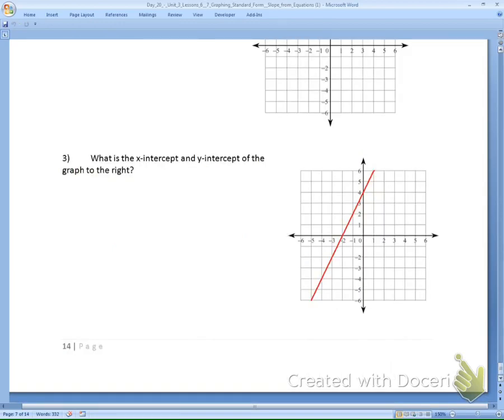Alright, the last question just asks what the x and y intercept is of the graph. Remember, your x-intercept is when y is equal to 0. So when y is equal to 0, there's our x-intercept, or our x-intercept is on the x-axis. That means our x-intercept is negative 2, 0, and your y-intercept is when x is equal to 0, or on your y-axis. The line intersects the y-axis at positive 4. So there's your x and y axis, or x and y intercepts.